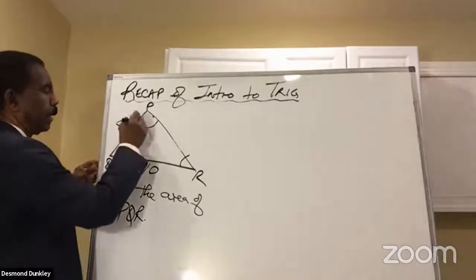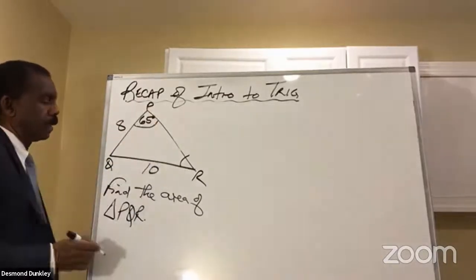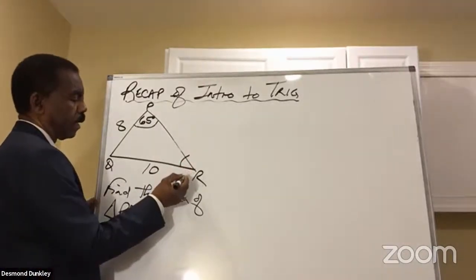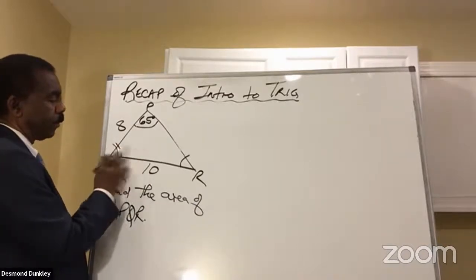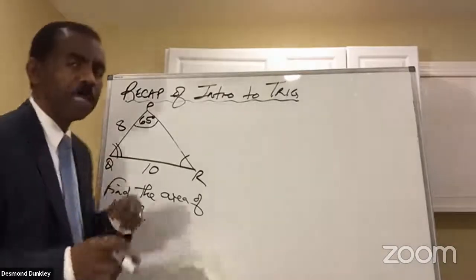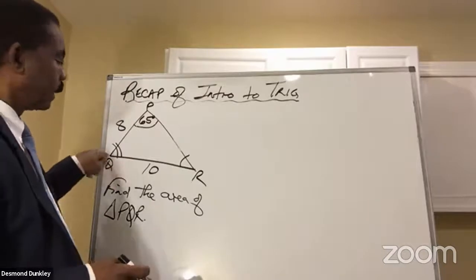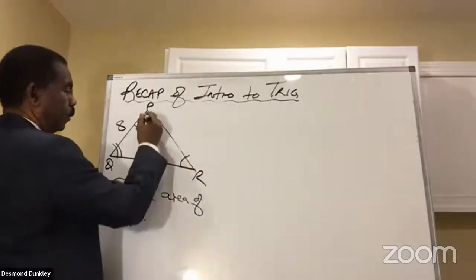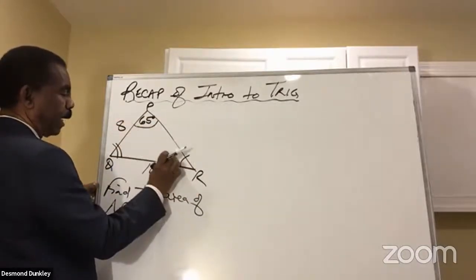This is 10. Let's try 65 degrees. Okay. So let's go ahead and find angle R, and then we can find angle Q. Once we know angle Q, we have the two sides and the angle between. We can use a half RP sine Q. So here we go.